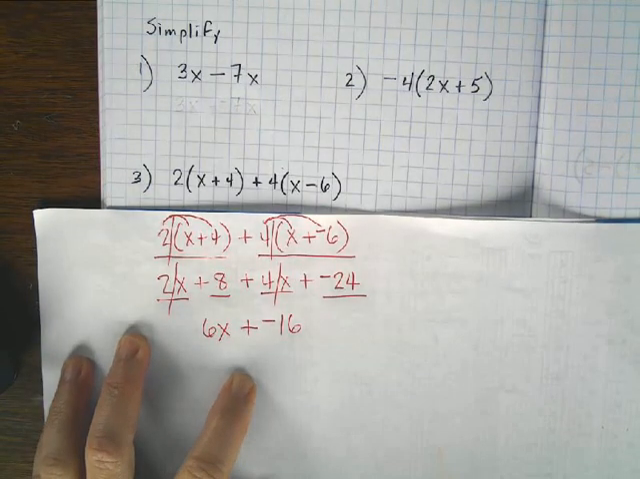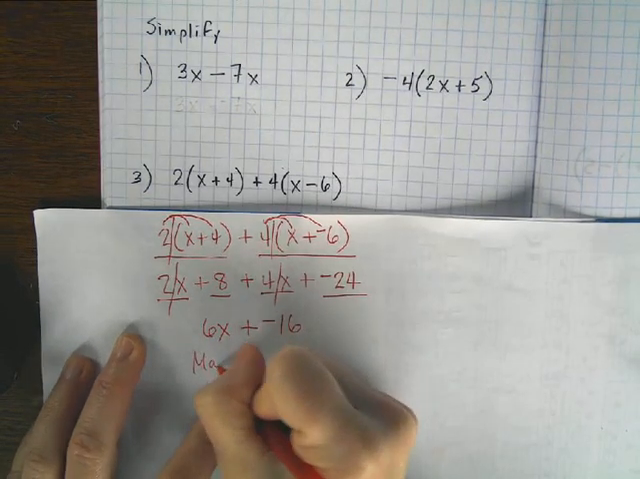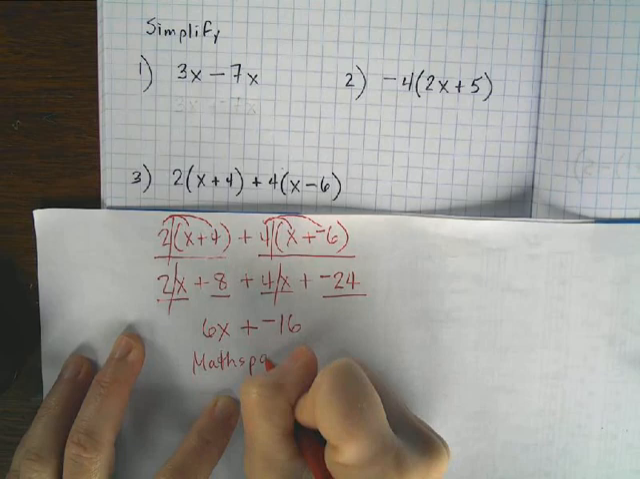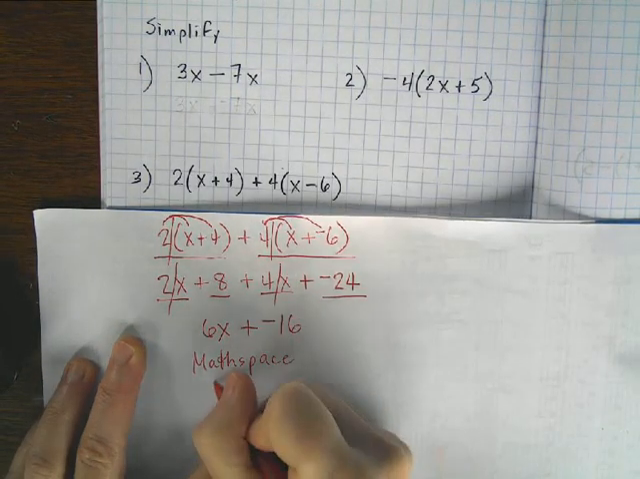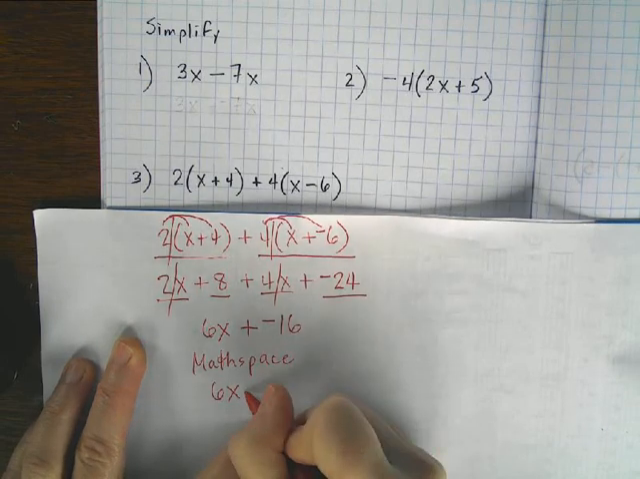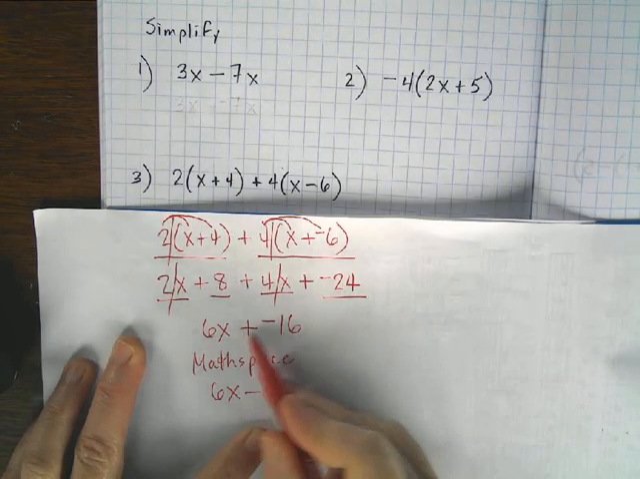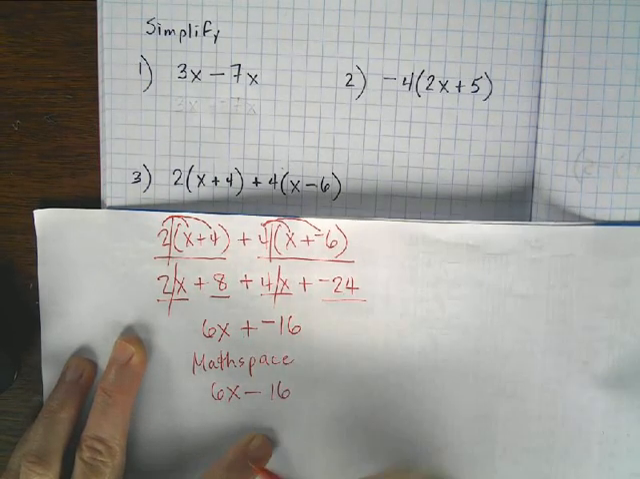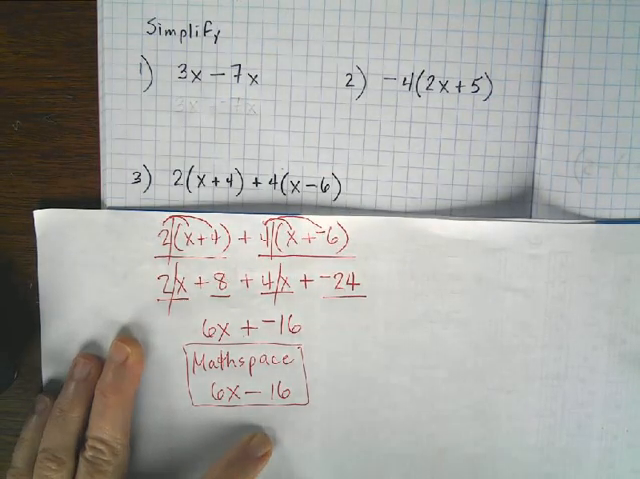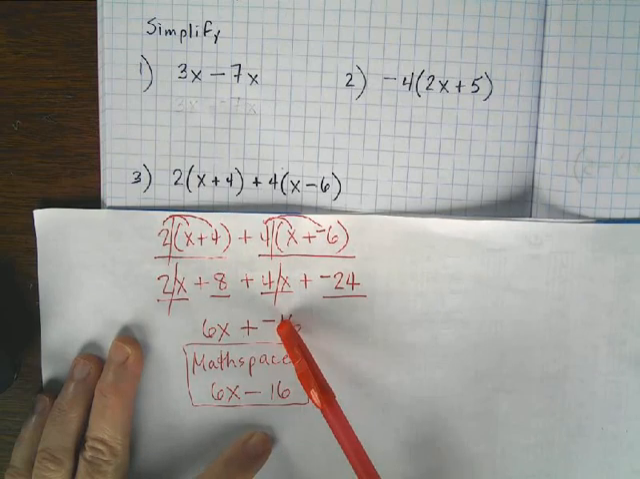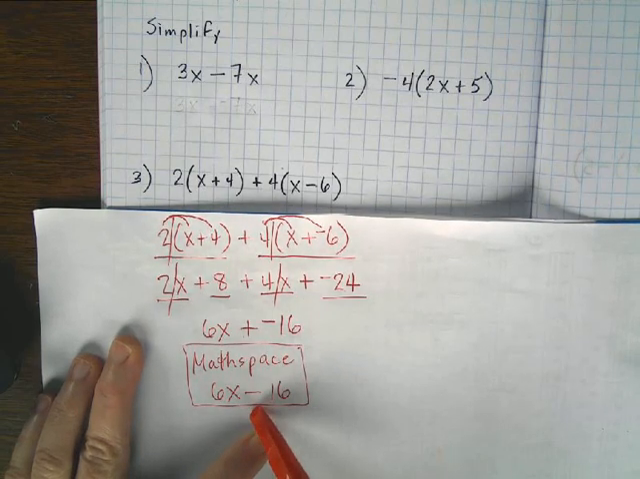Now, if I were putting something like this into math space, how would it want me to write it? It would want me to write 6x minus 16. When you have plus and negative, math space wants you to write it like that. Remember that when you're in math space, it does not like the plus and negative. It wants you to change it back to minus.